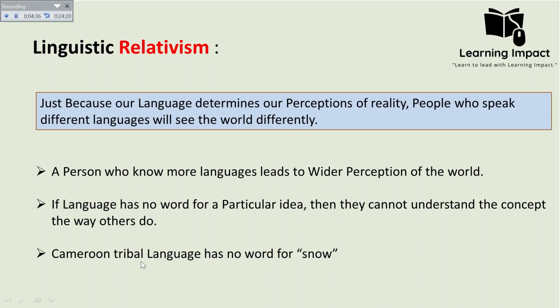So according to linguistic relativism, if you don't have a word for a particular concept, you will not be able to grasp that concept. This is all that linguistic relativism means, and we can quote the example of the Cameroon tribal language where there is no word for snow.